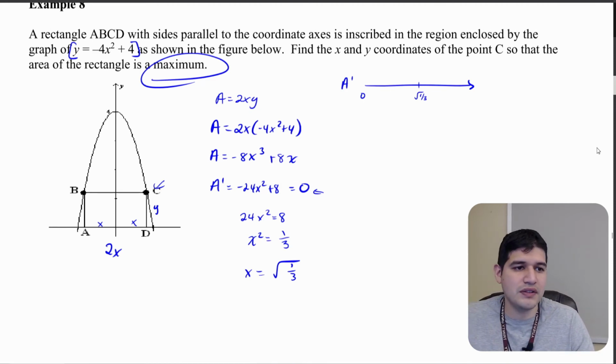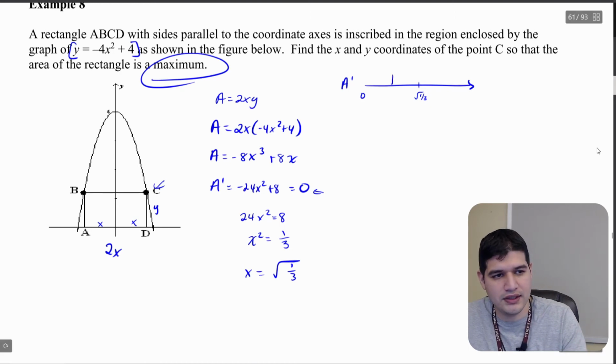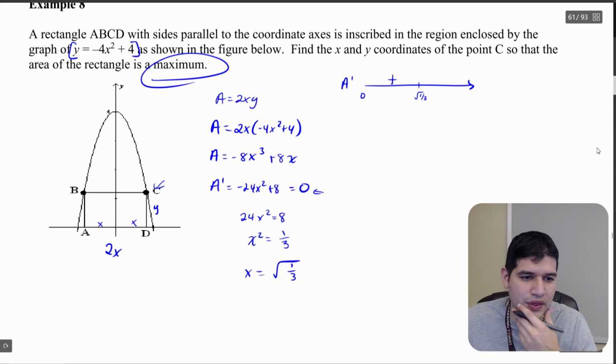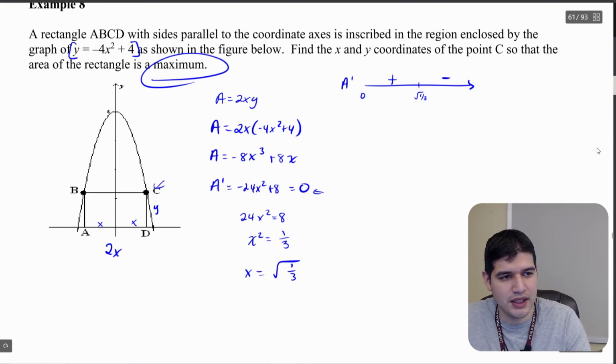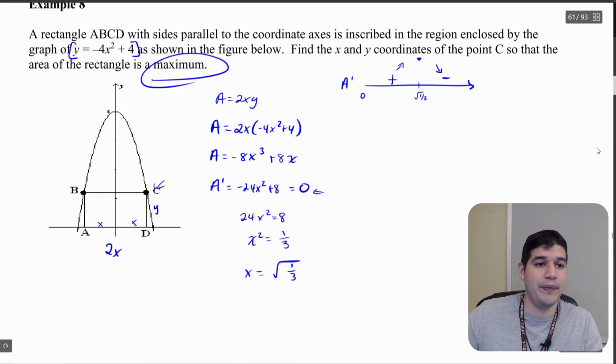So to the left of the square root of 1/3, we could substitute in 0, so I'm going to get a positive value. And to the right of the square root of 1/3, I could substitute in 1, so I get -24 plus 8, which is going to be negative. So since I switched from increasing to decreasing, we know we have a maximum there.